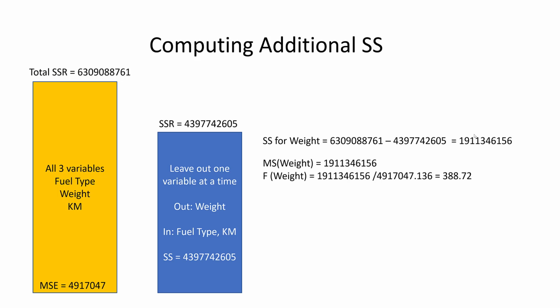So mean square is that divided by 1, which is that itself, and then we find the f value by dividing the mean square for weight by the MSE, and we get 388.72. Okay. And this is based on type 3 sum of squares. And now, voila, we take the t for weight that we saw before and square that, and it is equal to f.